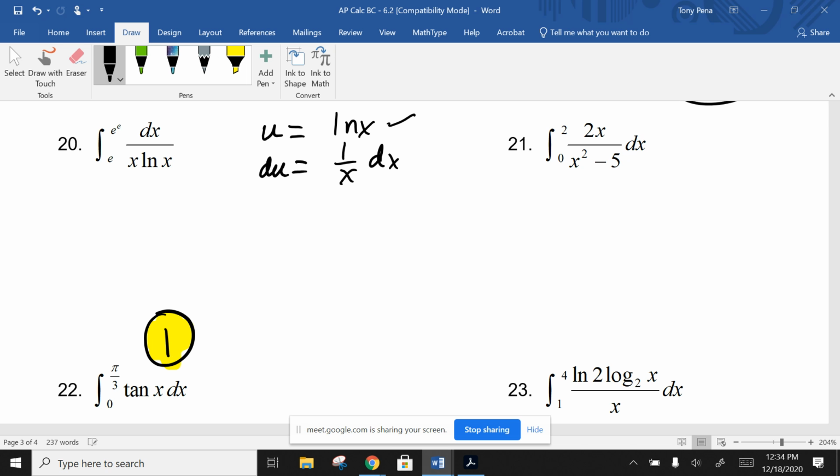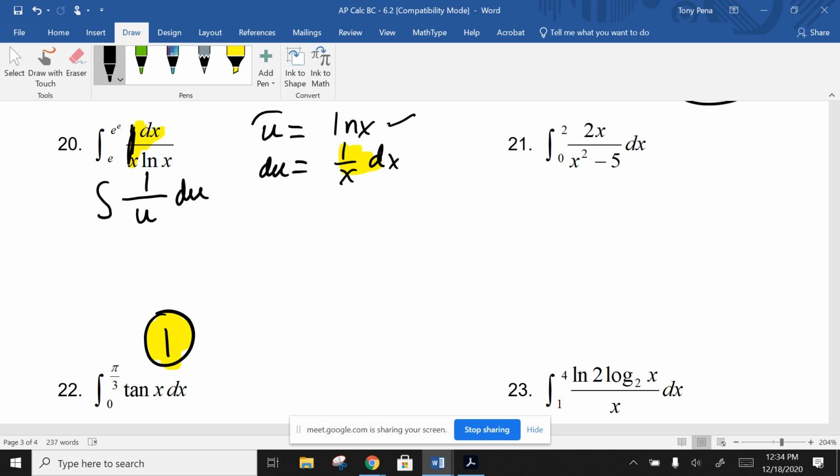Our u would have been the ln of x. Our derivative gives us a 1 over x and a dx. So the u is your denominator, because that's where the natural log is at. And then the 1 over x dx will all be gone by replacing it with a du. So we just get a 1.